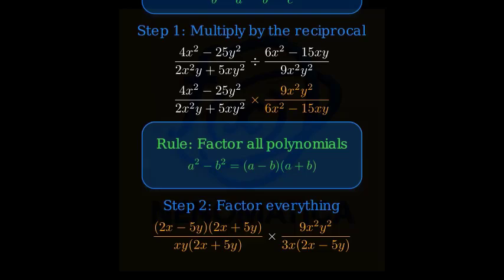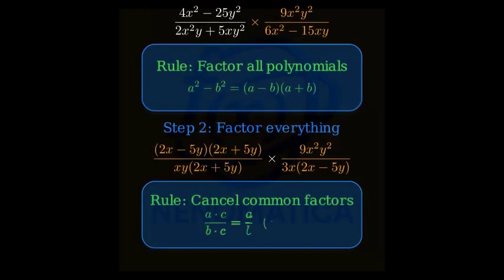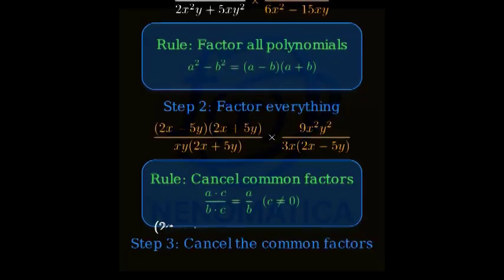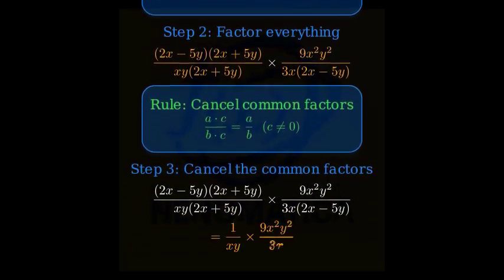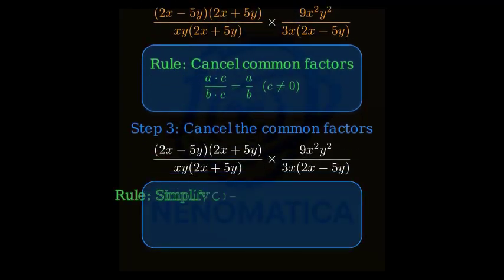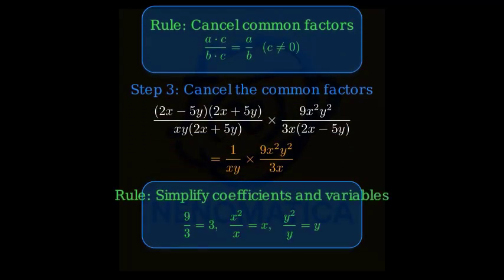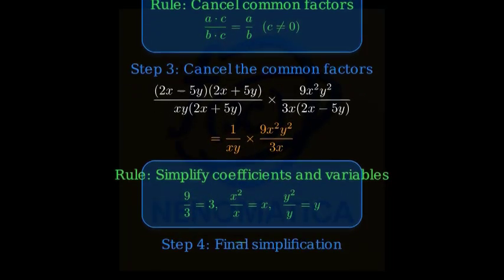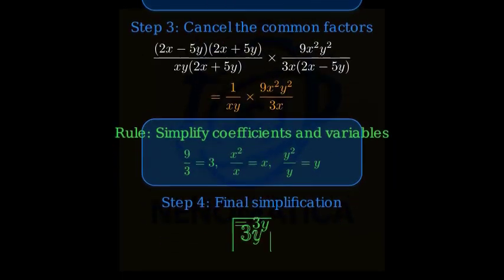Cancel common factors across numerators and denominators. We can cancel the factor 2x minus 5y, and also the factor 2x plus 5y. After canceling these, we simplify what remains. Simplify coefficients and variables. 9 over 3 is 3, x squared divided by x is x, and y squared divided by y is y. Multiply the remaining parts to get the final expression. Therefore, the simplified result is 3y.